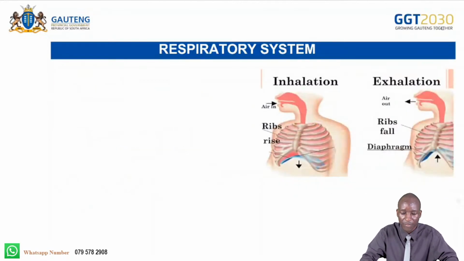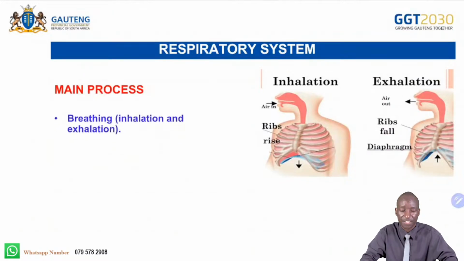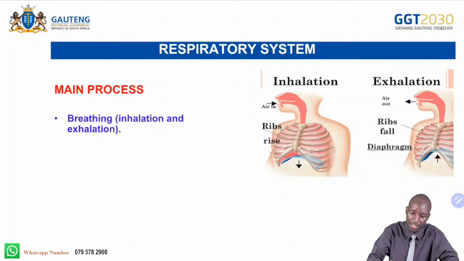As you continue with the system, let's look at the main processes of the system. One, breathing. Remember that our breathing is inhalation and exhalation. Let's check it out. What happens in inhalation? In inhalation, you are breathing in. And when you breathe in, what happens? The ribs rise. And then, of course, down there is our diaphragm.